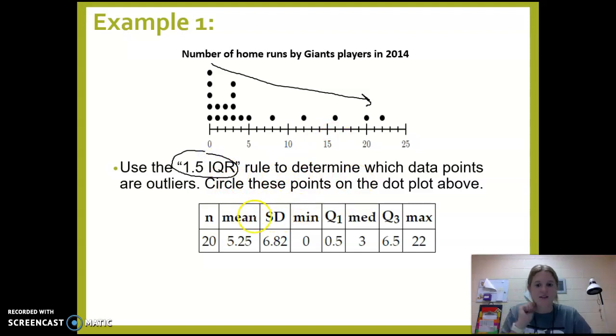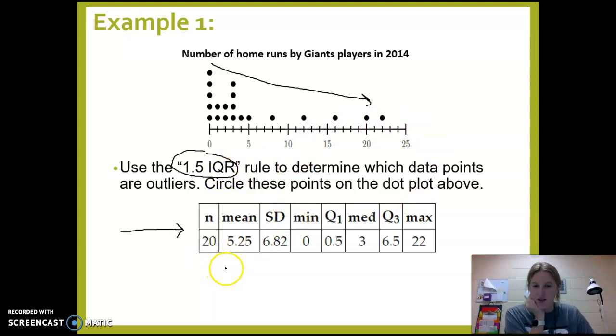So we need to figure out some outliers here. It's also important that they give you some stats. So they give us this nice summary here. N means that there's 20 dots. We have the mean, we have the standard deviation, we have the minimum, Q1, median, Q3, and maximum. A lot of good information here, just given to us right in the directions. And so all we need is the IQR.